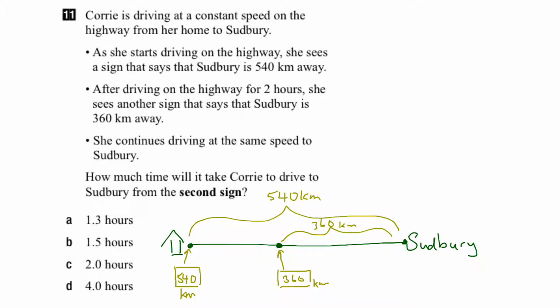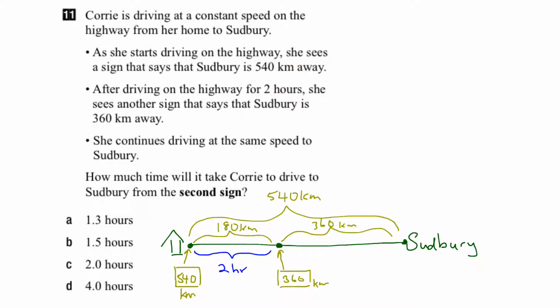And therefore, if we subtract 360 from the total distance, 540, we can get the distance from her home to the second sign. So 540 minus 360 is 180 kilometers. Now we also know, again, that the time it takes for her to get from her home to the second sign is 2 hours. And again, we're told that right here.